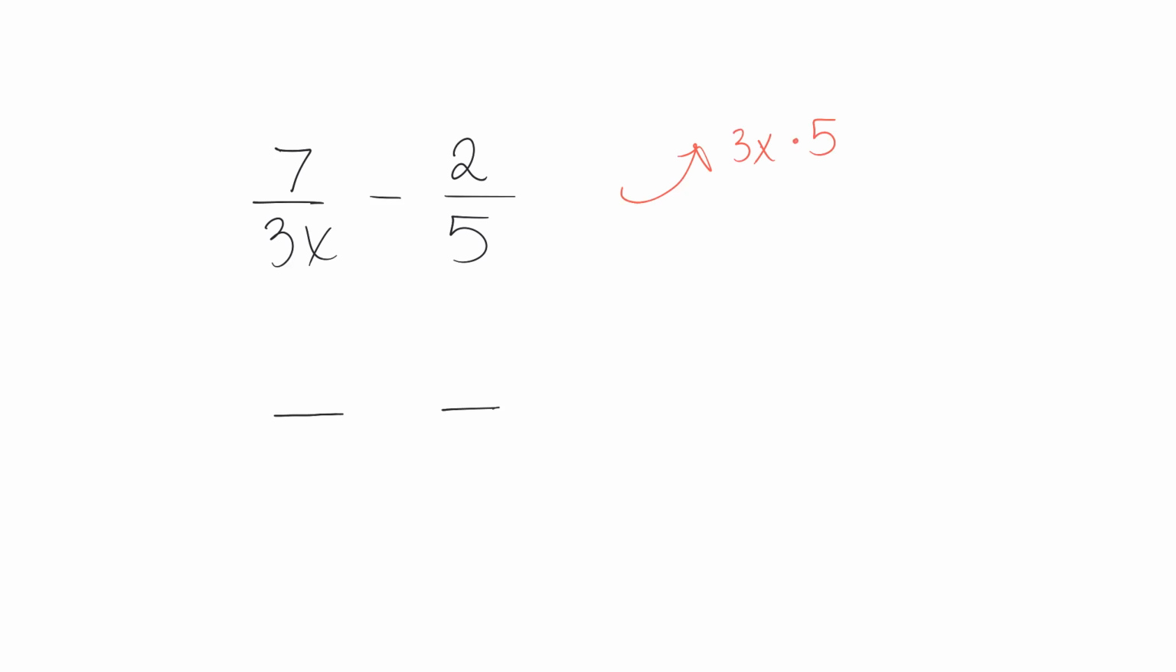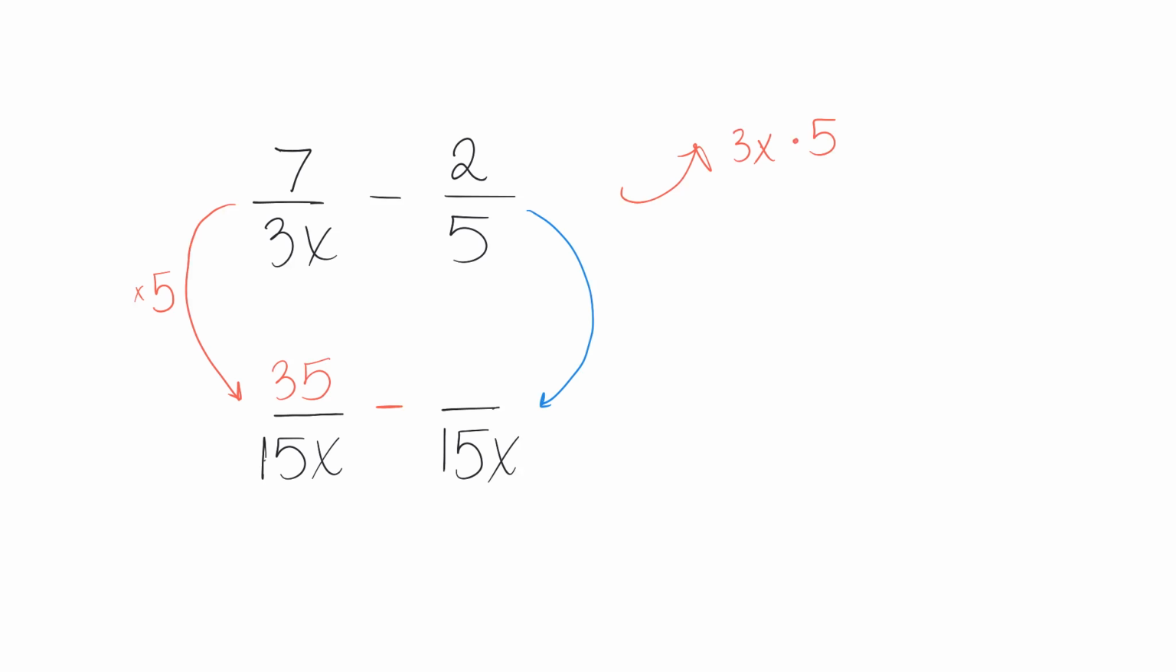Well, it's 15x. So if I make 15x my common denominator, the question is, what did I multiply by over here? And you multiplied by a 5. So if I do that to my top, 7 times 5 is 35. We're subtracting. On this side, what did 5 multiply by to become 15x? And it multiplied by 3x. So 2 times 3x is 6x.